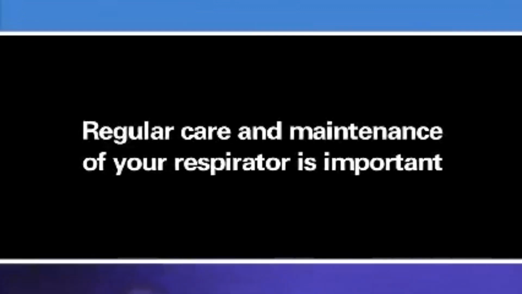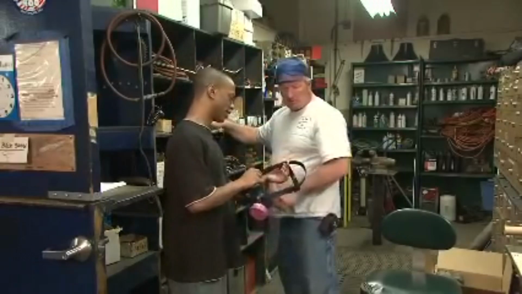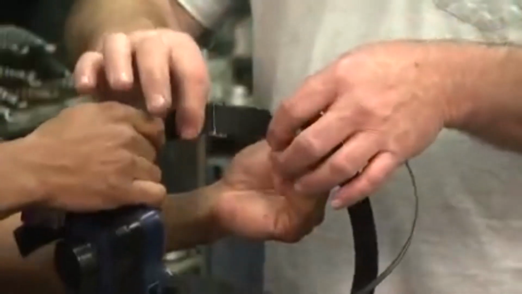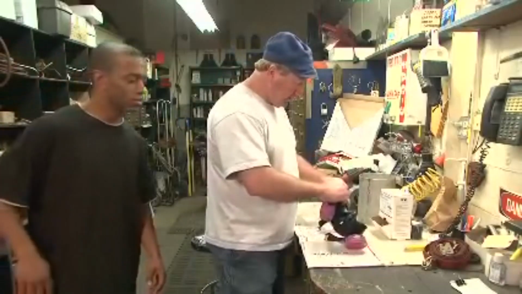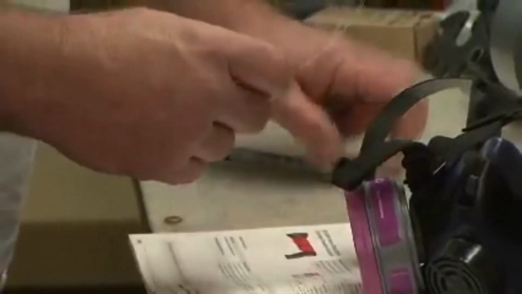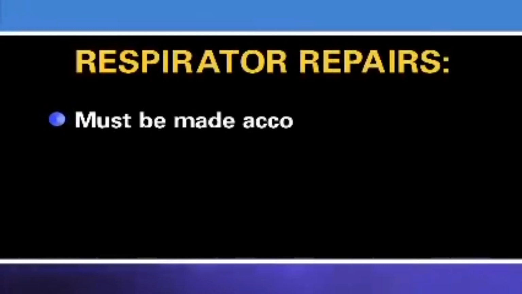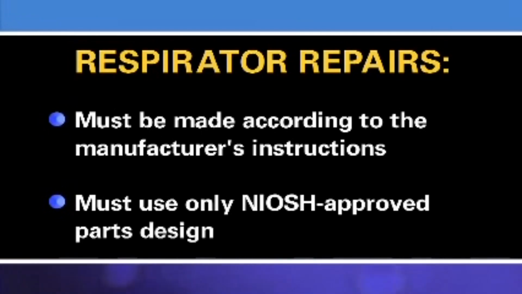Regular care and maintenance of the respirator is important to be sure that it works properly. If your respirator fails an inspection or is defective, your employer must remove it from service and either repair it or discard it. Repairs or adjustments must be made only by appropriately trained people. In addition, repairs must be made according to the respirator manufacturer's instructions and must use only NIOSH-approved parts that are designed for the respirator.